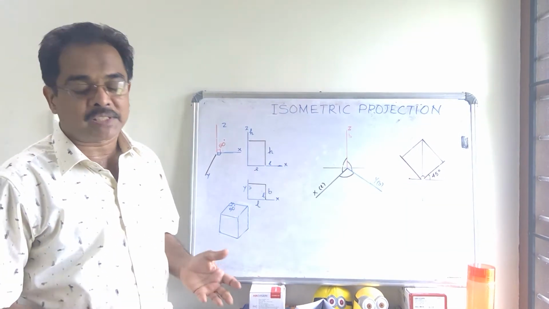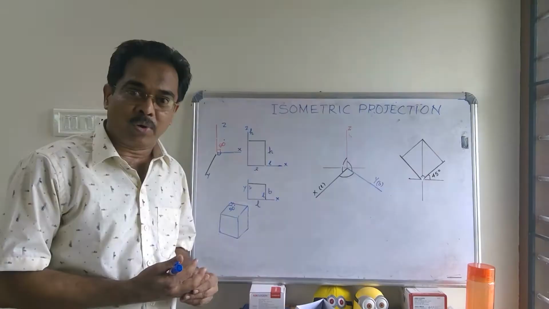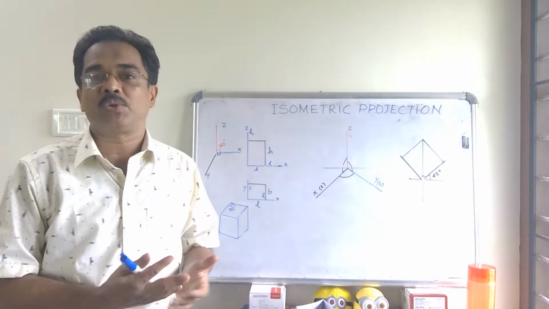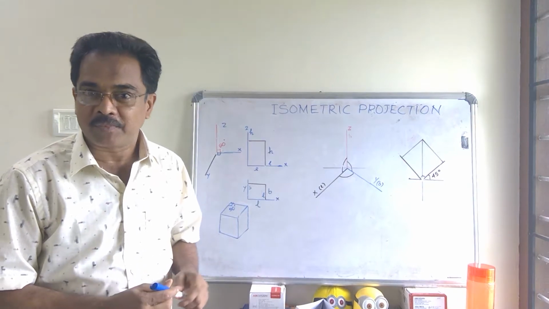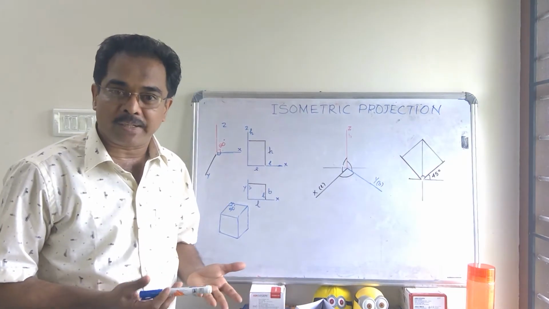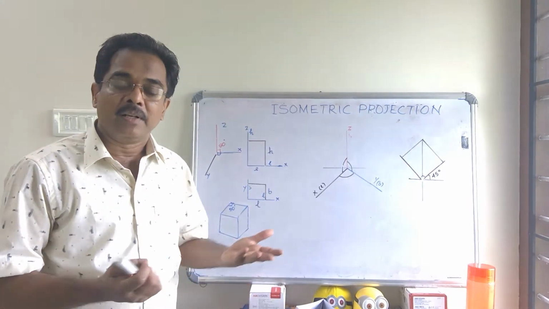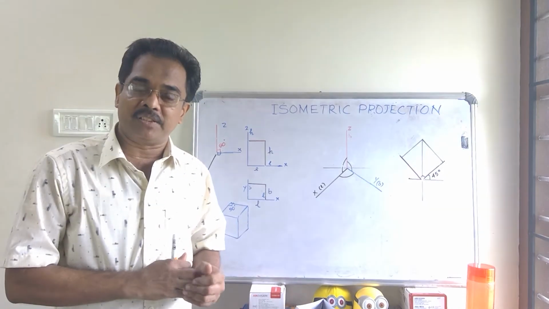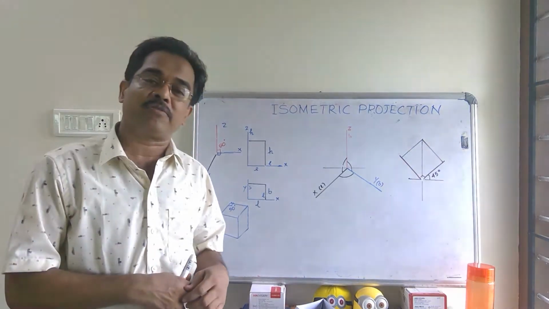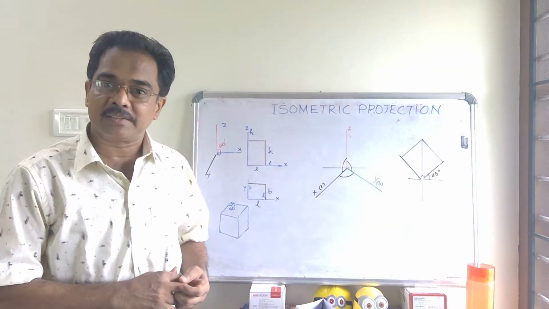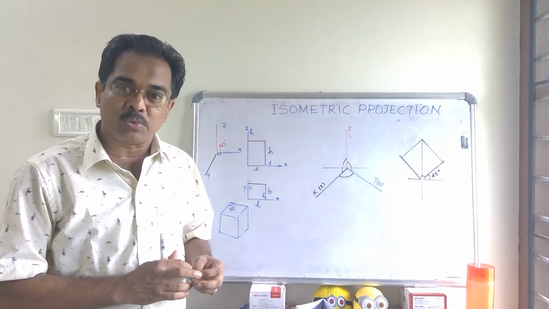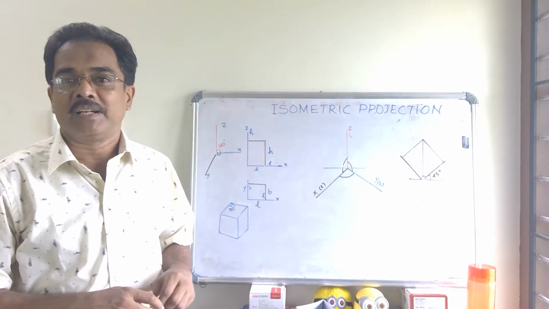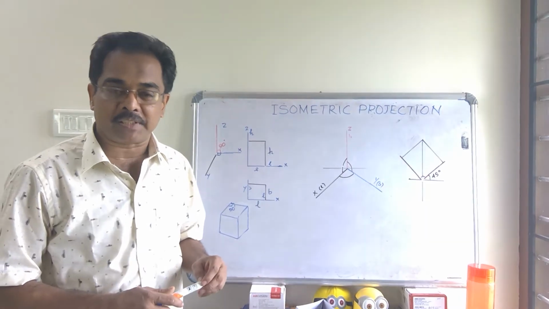What is orthographic projection? It is a projection of a point or a line or a plane or an object on two mutually perpendicular planes, which may be vertical plane, horizontal plane, profile plane like this. But what is the major disadvantage, limitation of orthographic projection? We will be able to mark only two dimensions of the object while drawing the orthographic projections.